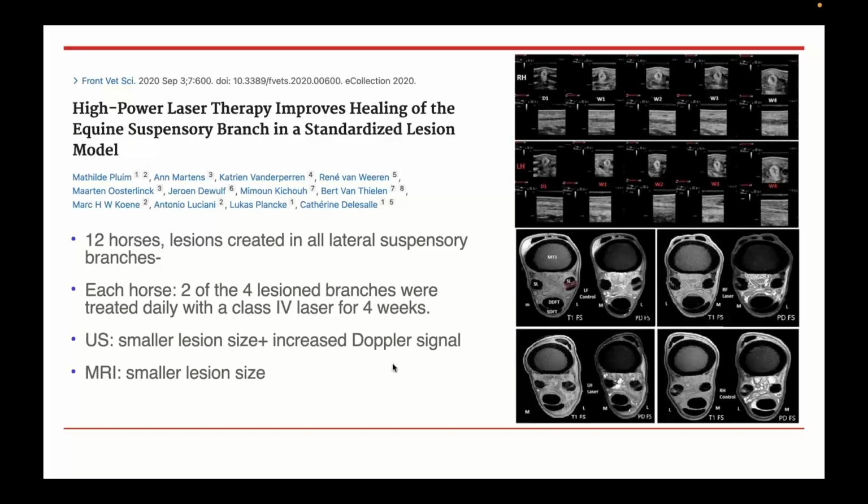Using a class 4 laser, this study from last year described the effect of laser therapy in an experimental model of horse tendon healing. They created lesions in 4 suspensory branches and treated 2 of them, using the other 2 as controls. And the lesions in the treatment group were significantly smaller in size, as documented by ultrasound and MRI. And on Doppler mode, the treated lesions had increased signal.